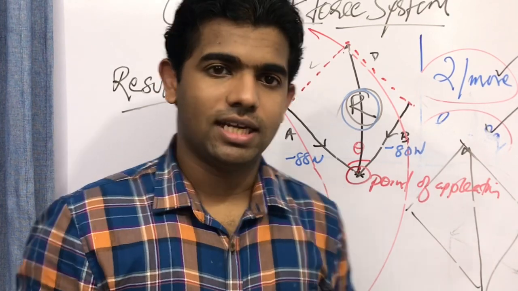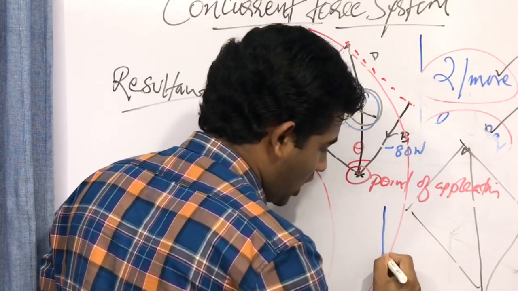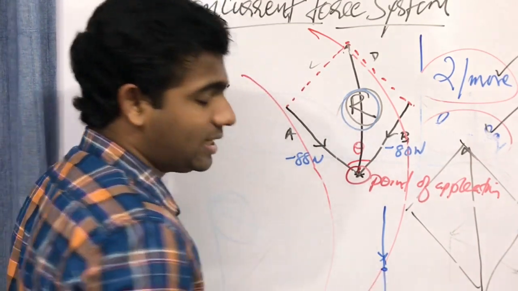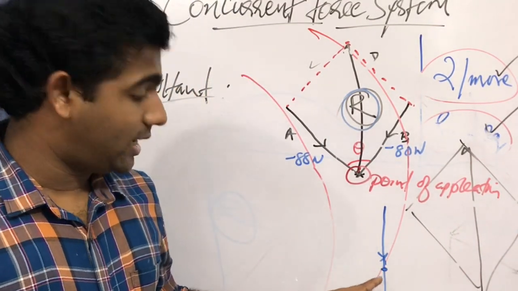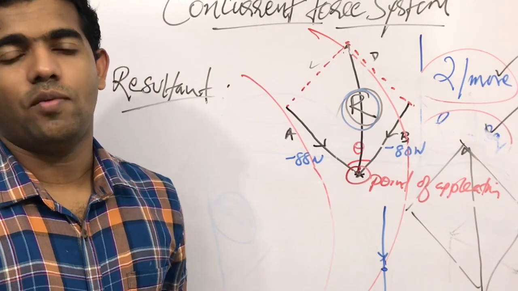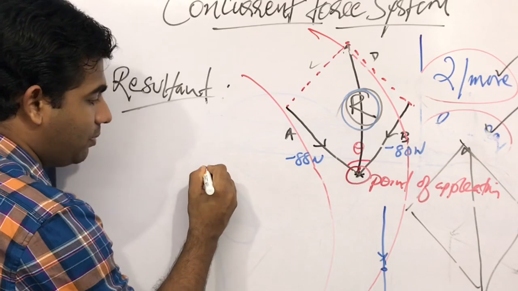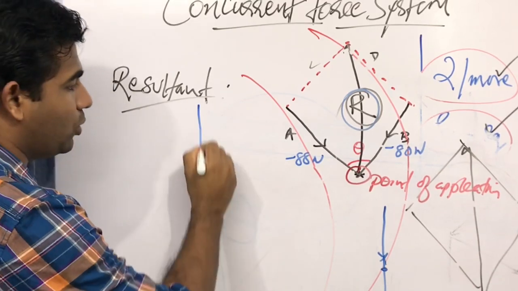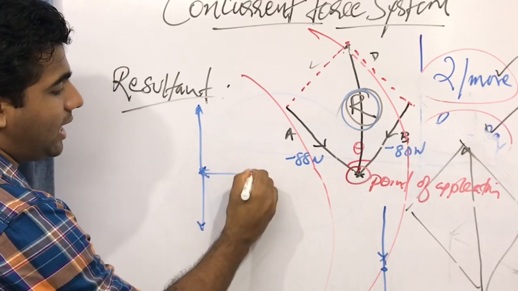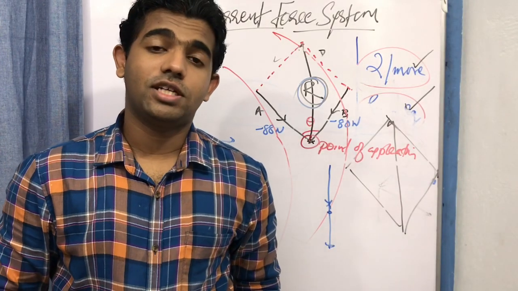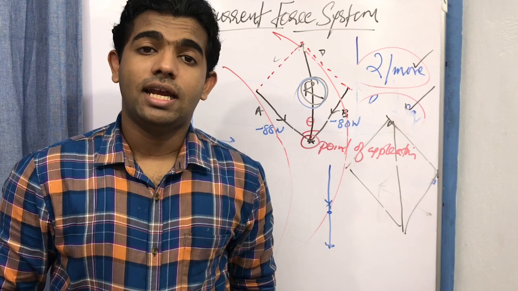Earlier we saw that if these are two forces, the resultant will be acting in between those forces, whereas in a concurrent force system the resultant will be acting from that point of application towards the top or towards the down. That is the difference between linear and concurrent force system.